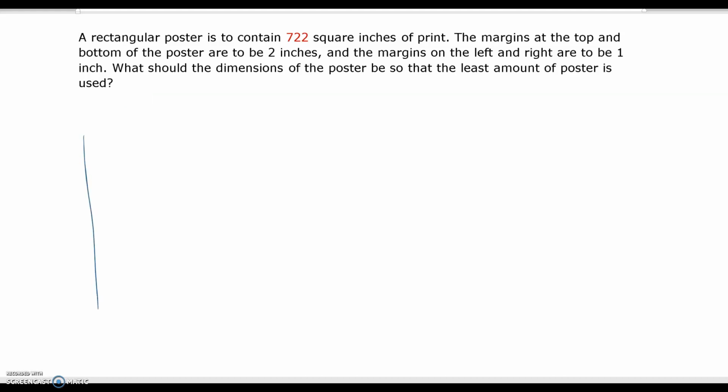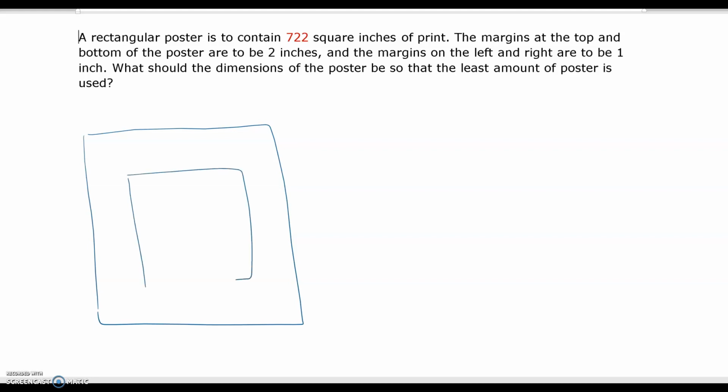Okay, we need a picture. Here's my poster. This is where the ink is, or the print, and that has to be 722 square inches. Okay, and then the margins go like this. The bottom of the poster should be 2, so the distance from here to here is 2 inches, as is that. And then over here it sounds like we need 1 inch.